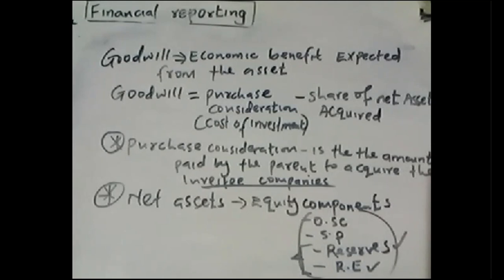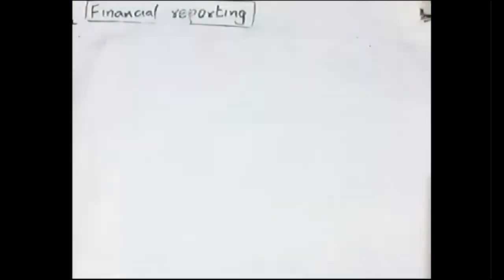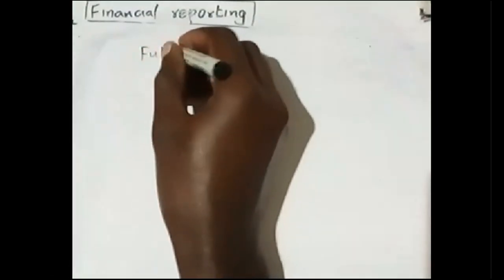So Bernard, which method can you use to compute goodwill? Full method and partial method. In which scenario do you know that you are supposed to use the full method? Because the examiner will never tell you to use the full method or the partial method. When you are given the NCI, to be specific, the fair value of the NCI.